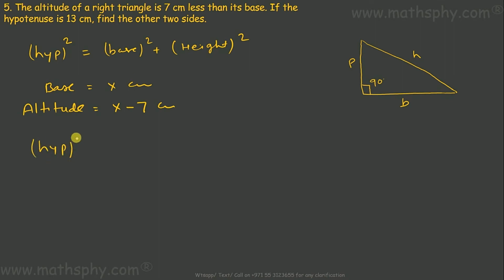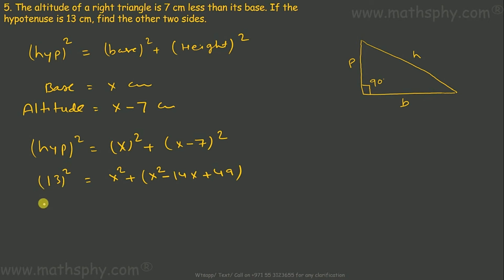Hypotenuse squared is equal to base squared, which means x squared, plus height squared. Height is (x minus 7) whole squared. Hypotenuse is already given here, 13. So 13 squared is equal to x squared plus this (a minus b) whole squared, which is a squared minus 2ab plus b squared.